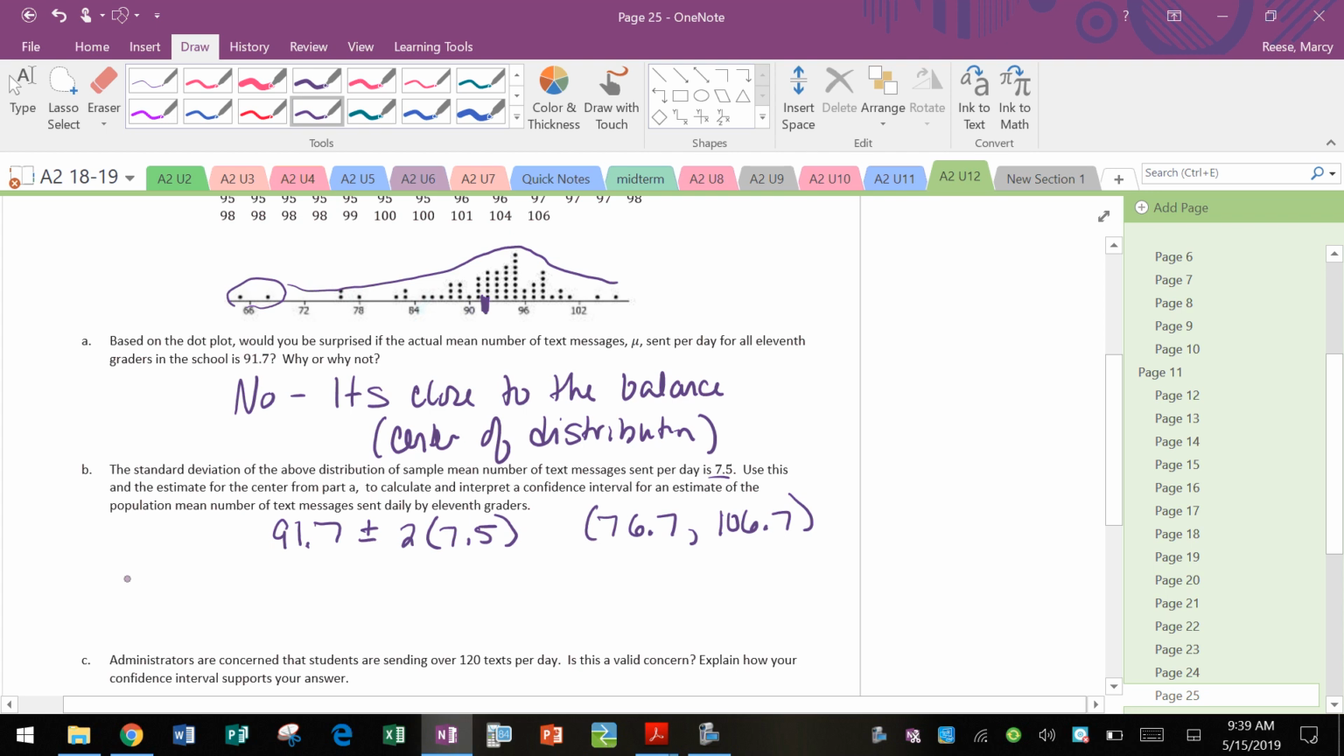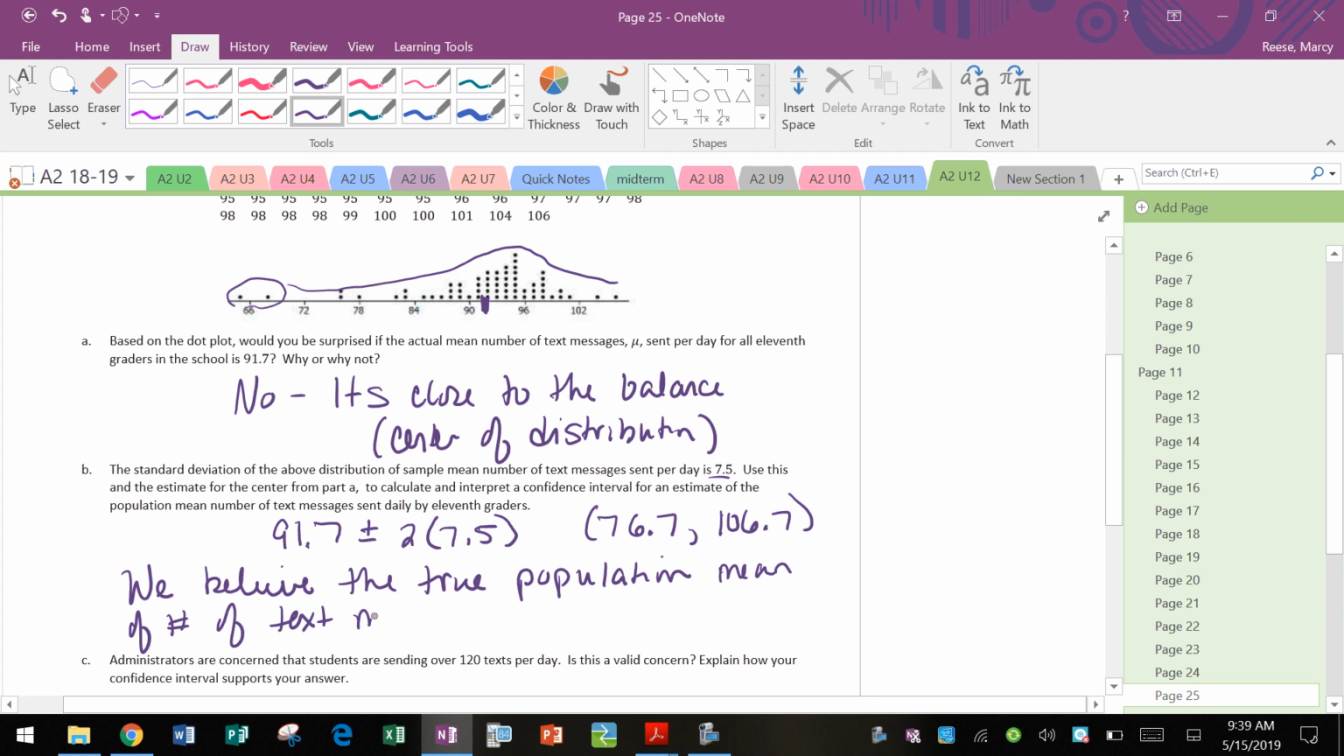Okay, now it says calculate and interpret a confidence interval for an estimated population mean number of texts. So when they say interpret, here it is again. We believe the true population. I have started this every single time with these 5 words. Use these 5 words every time you explain this. The true population mean of number of text messages sent per day is between 76.7 and 106.7.